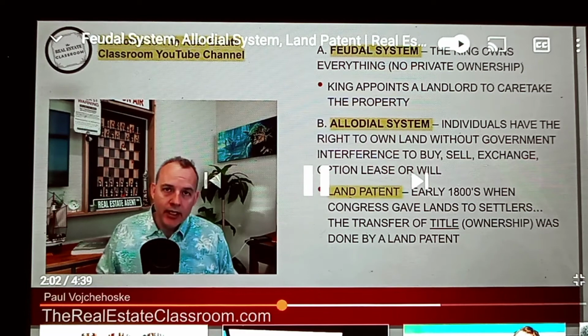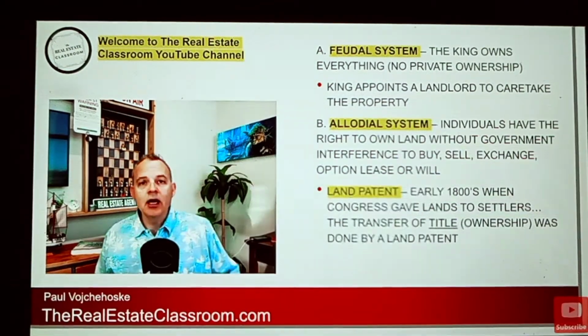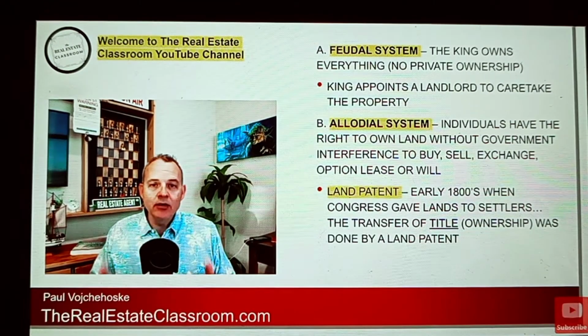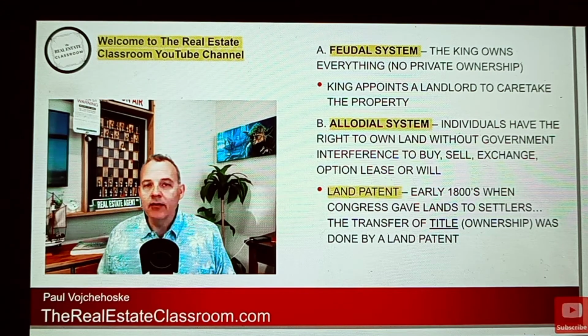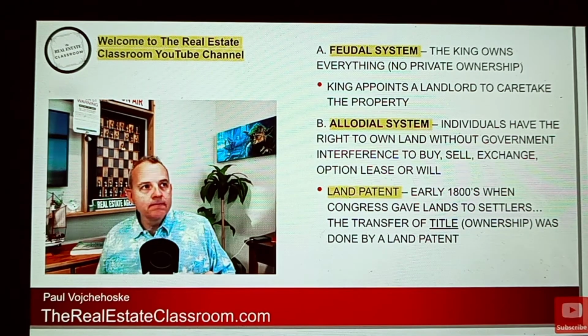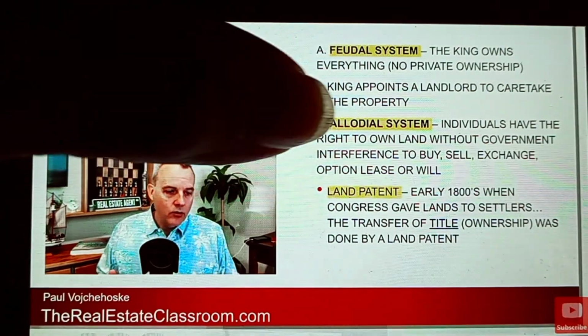Over that property, and at any time the king could fire that landlord, or if that landlord died, then the king would reappoint a new lord. And remember, the king owns everything under the feudal system. Very common in the Middle Ages in Europe, and to a certain extent, it even came over to the British colonies, where the king still owned.